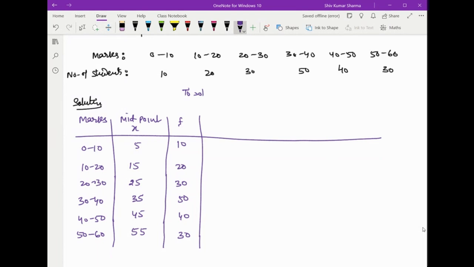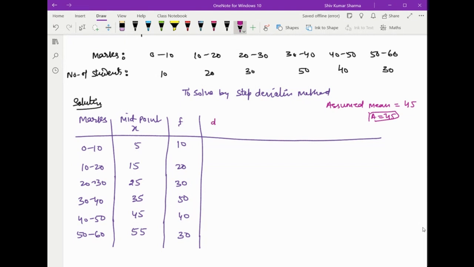So to solve by the step deviation method, we also require an assumed mean. We can consider the assumed mean as 30 or 40; you can choose any one of them. So here we choose the assumed mean as 45. So A equal to 45.